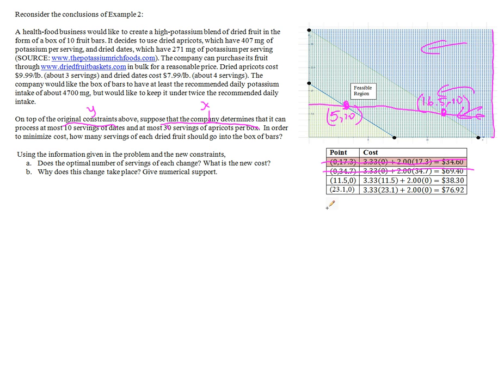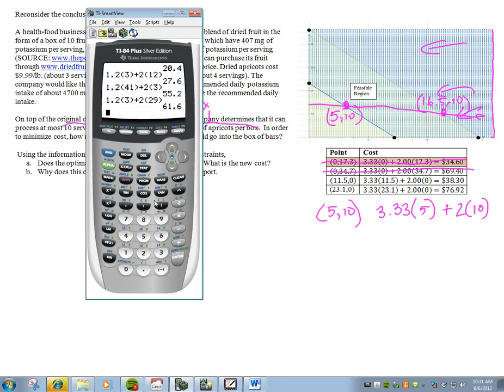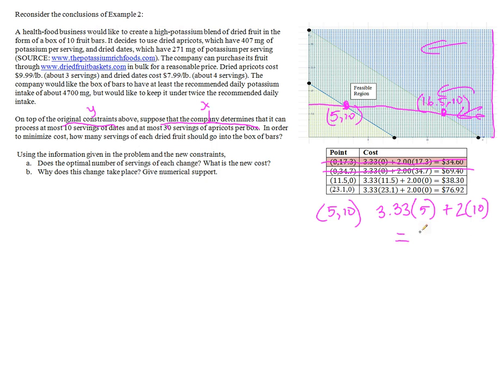So what we'll do now is test these points. For 5, 10, we'll do 3.33, that's the number of dollars, 5 per serving times 5 servings, plus 2 times 10 servings, and let's see what we get. 3.33 times 5 plus 2 times 10 will give me a cost of $36.65. So far, this is the winner of the two because it produces the lowest cost. Now we'll test 16.5, 10.